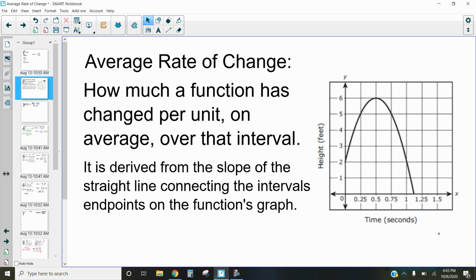Hi, this is Mrs. Kidman, and in this video, we're going to be discussing how we can use average rate of change to answer word problems and figure out what the average rate of change is in those situations.